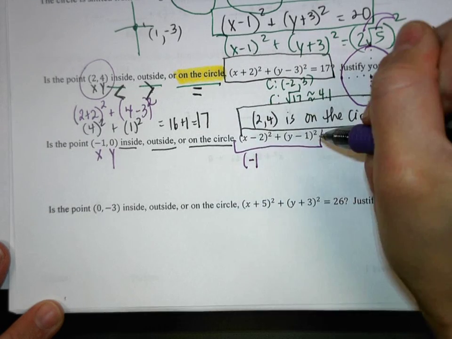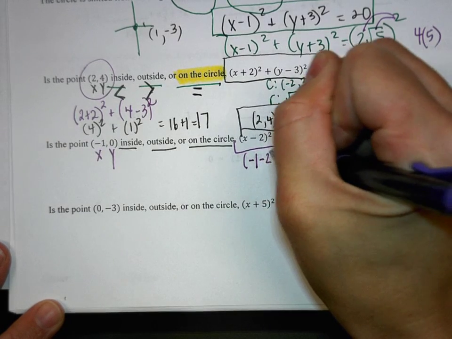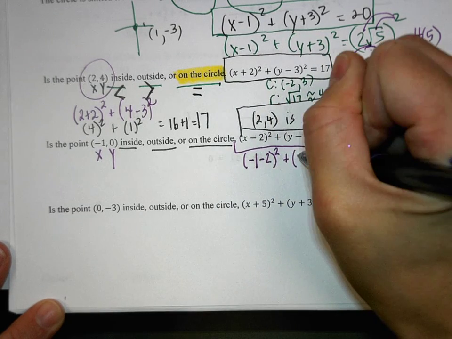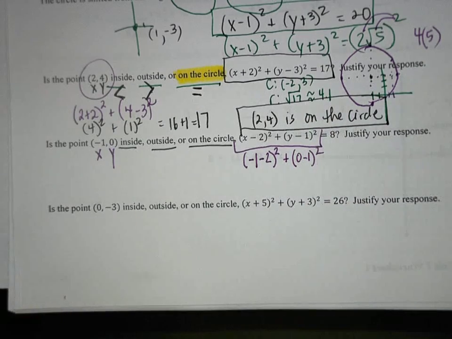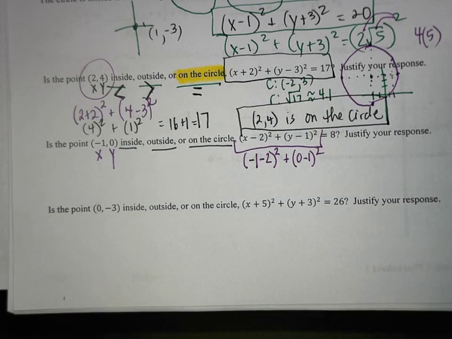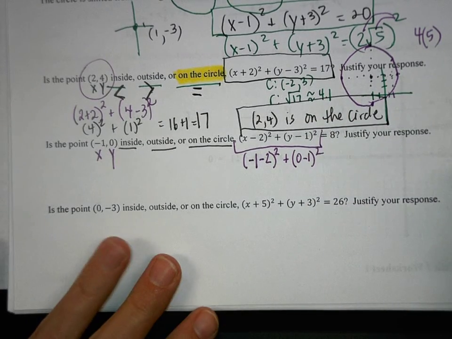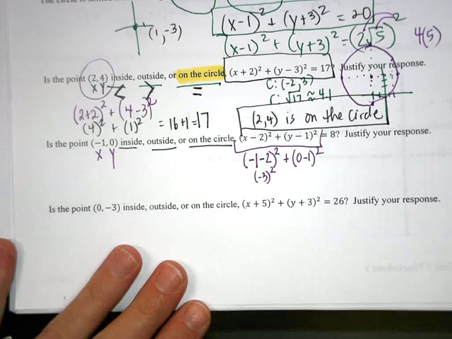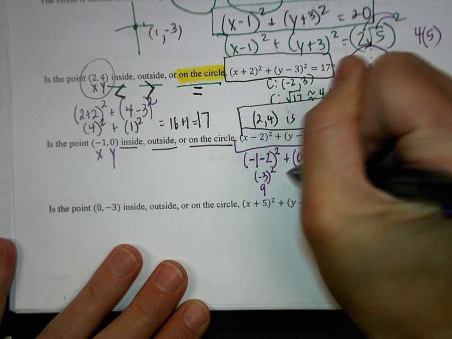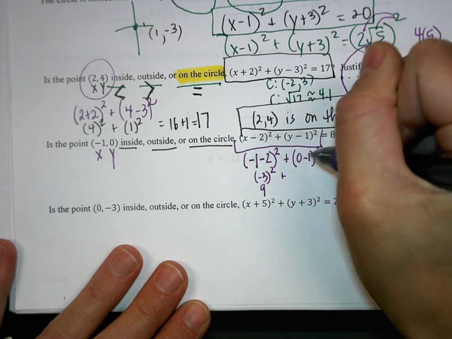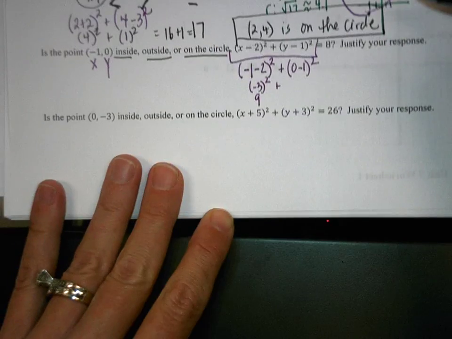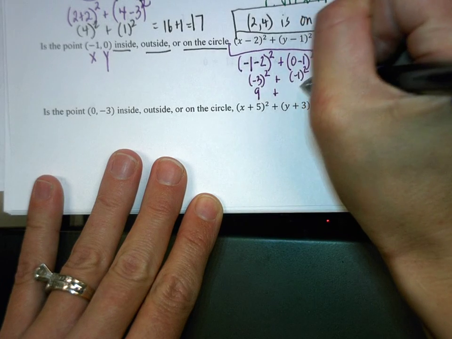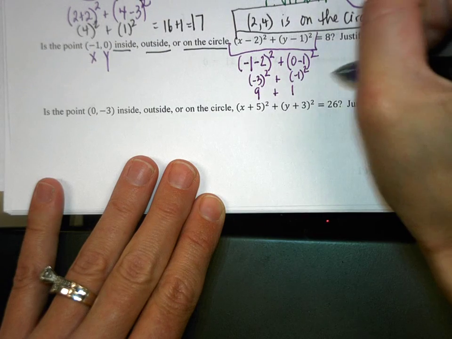-1. Good. -1 minus 2 squared plus 0 minus 1 squared. And we're going to simplify it and see what answer I get. What is -1 minus 2? Good. -3 squared. And what's -3 squared? 9. Plus, what is 0 minus 1? -1. And what's -1 squared? 1. And 9 plus 1 equals what?